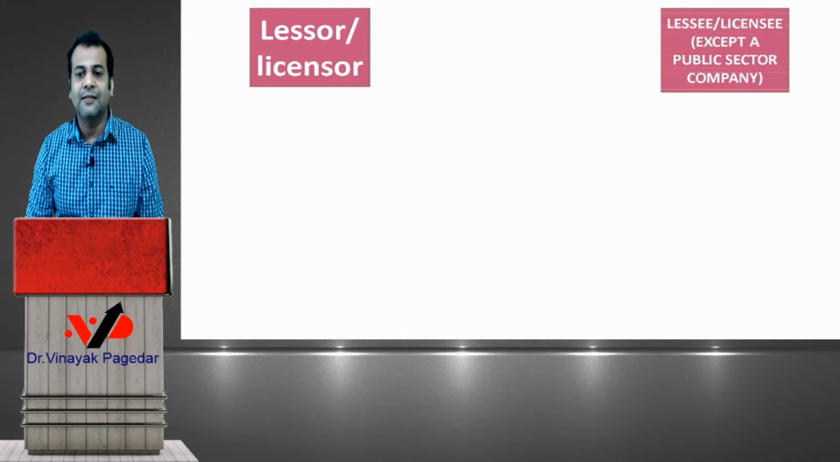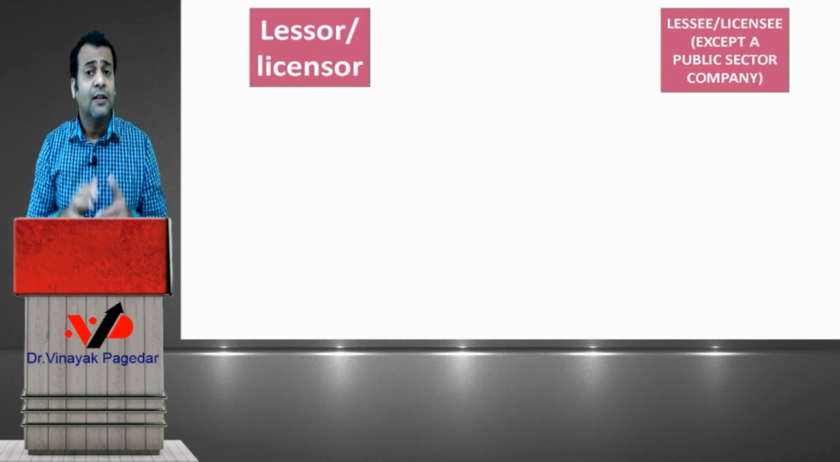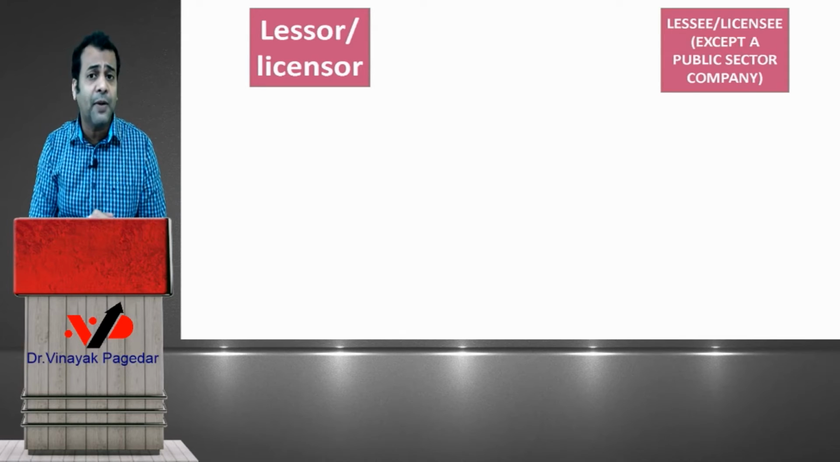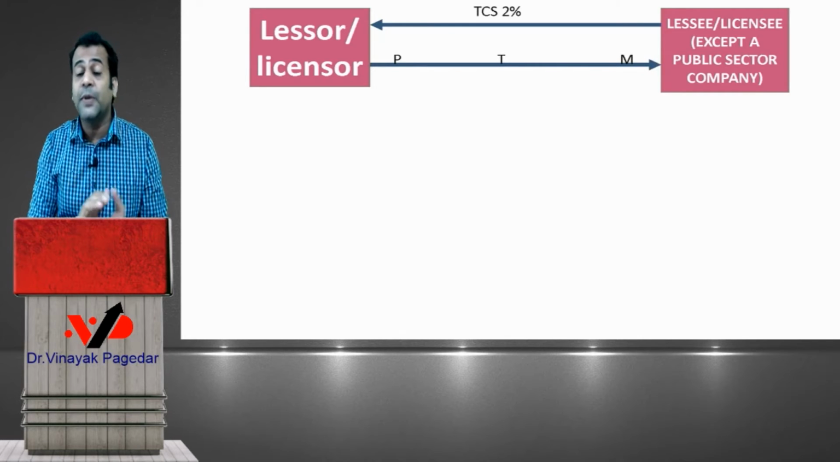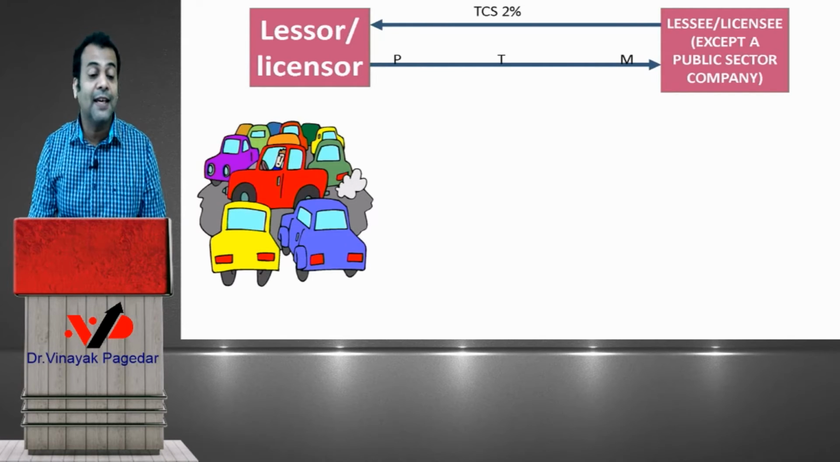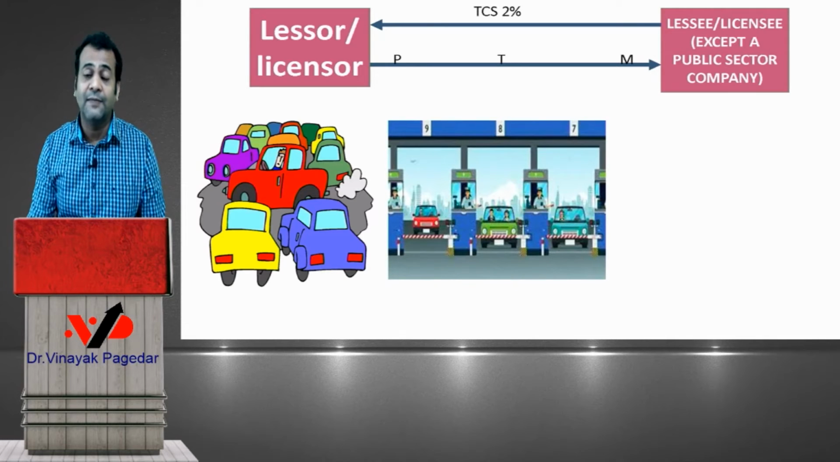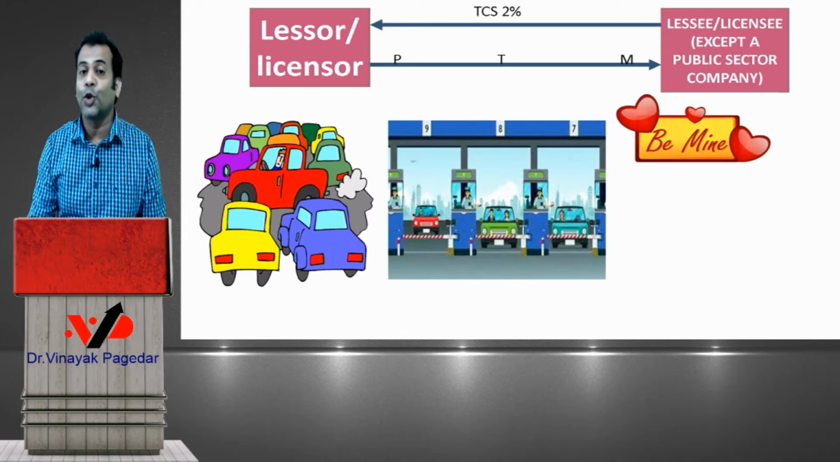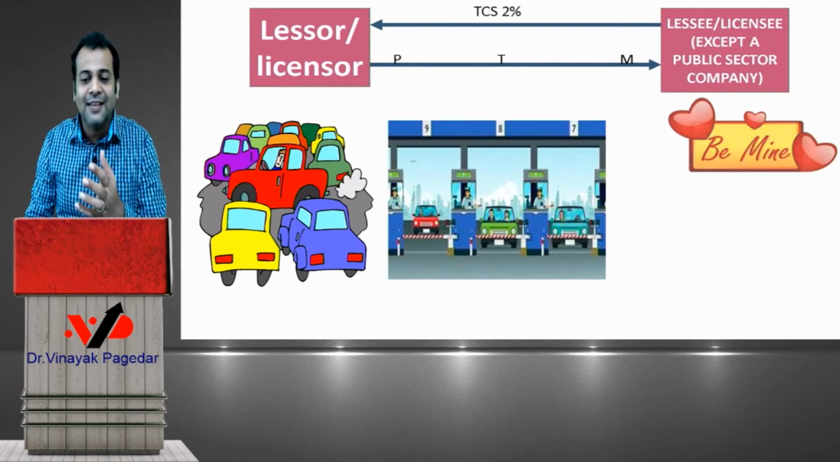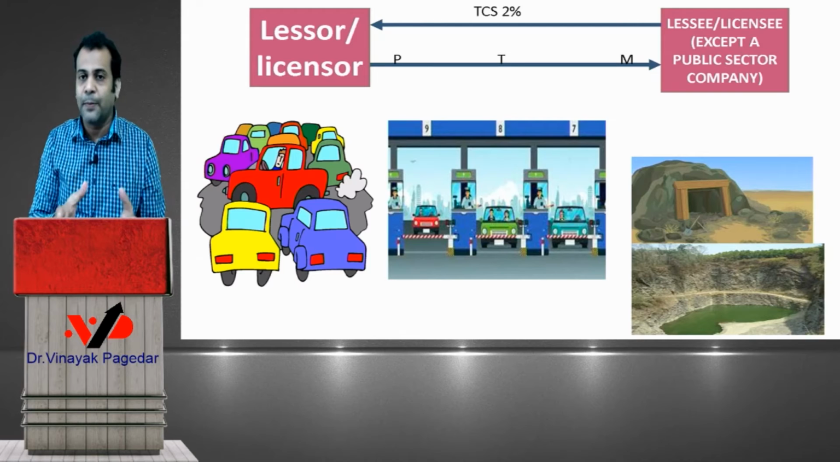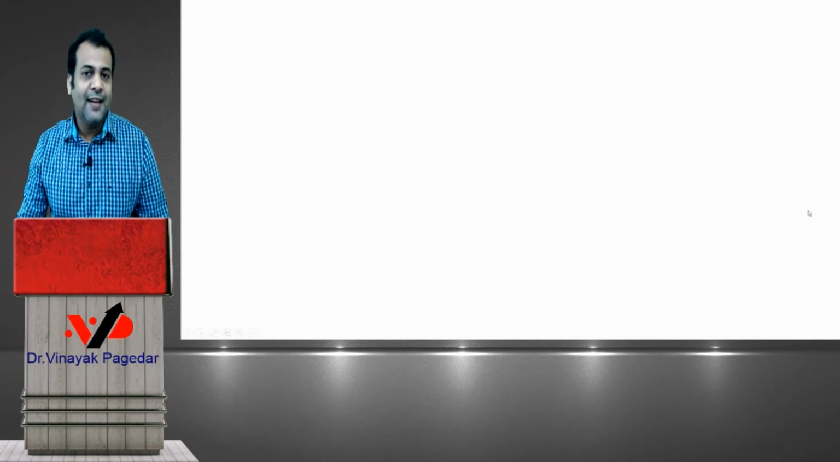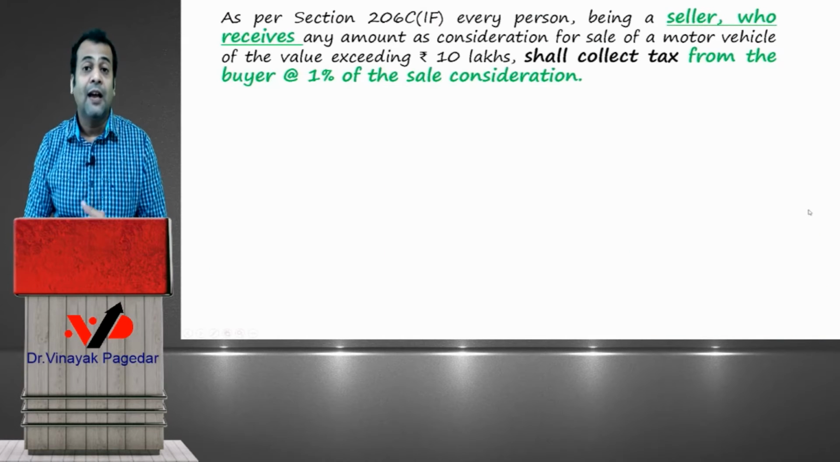So there's a lessor or a licensor. There's a lessee in the picture. The lessee or the licensee is any person, remember, except a public sector company, and here TCS will be collected at 2%. But remember, what is being leased out? It is any right or interest in PTM, not Paytm, it's PTM: a parking lot, toll plaza, or a mine, not B mine, just get out of here. So B mine is out, it's any mine where mining is done, or a quarry. So there's picturization for you, so you know what exactly is a mine and what exactly is a quarry. So my dear friends, let us now go to section 206C(1F).